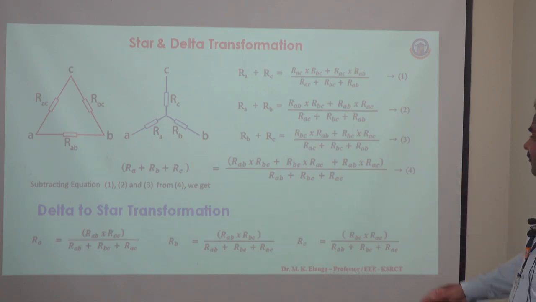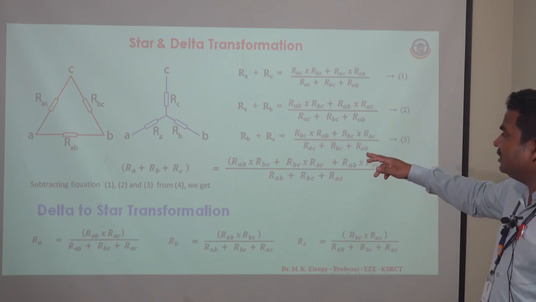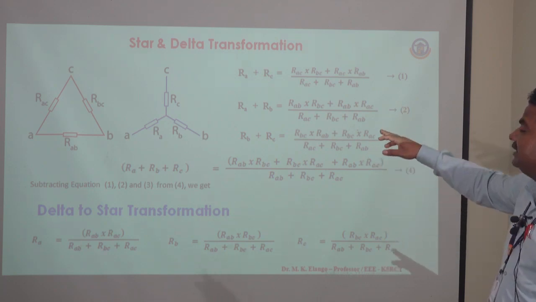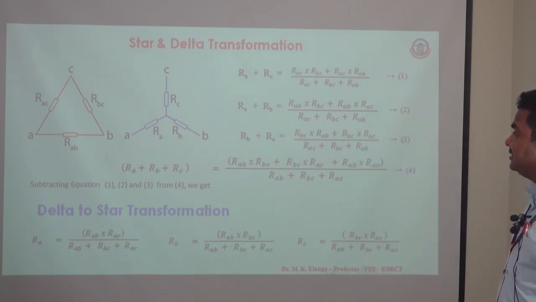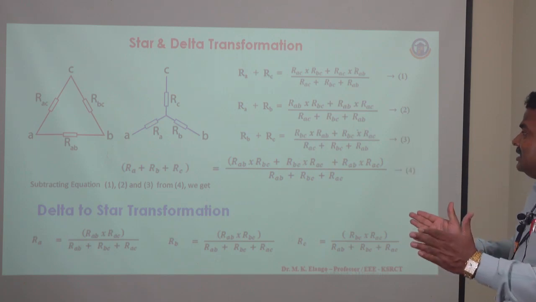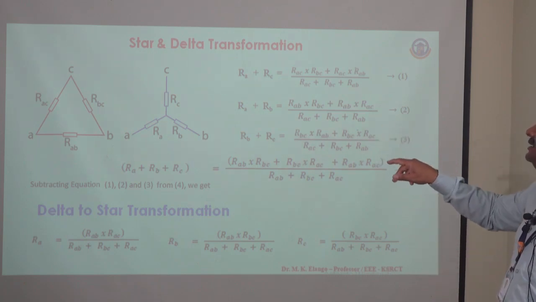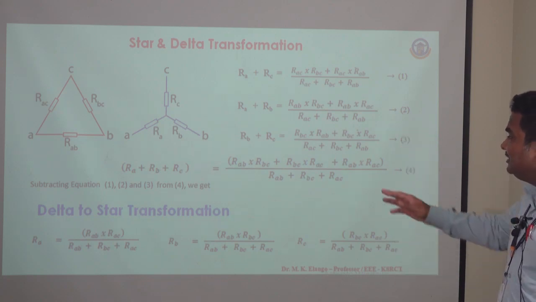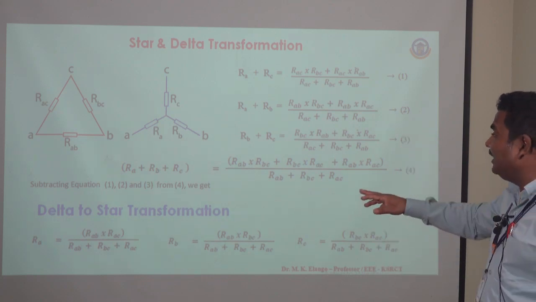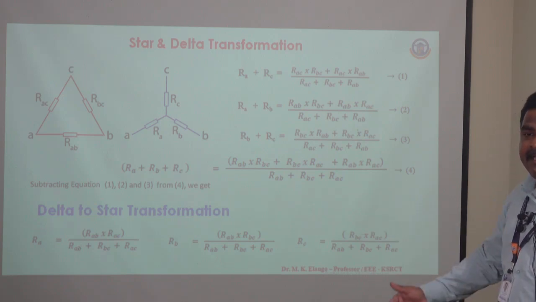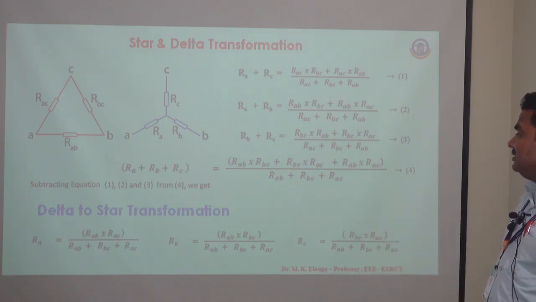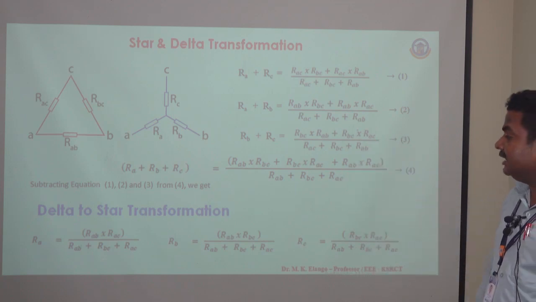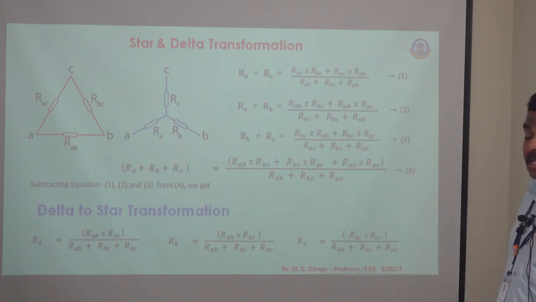When we have to consider RA, we consider the star connected system as being inside the delta connected system. RA is aligned with the RAC resistance and the RAB resistance of the delta connected system. So the numerator is the product RAB into RAC, and the denominator is all three delta connected resistors, RAB plus RBC plus RAC.